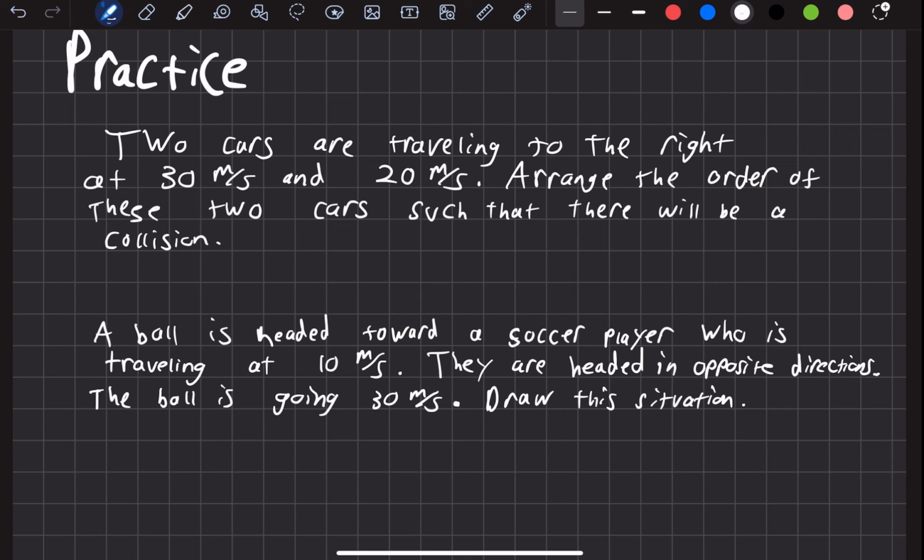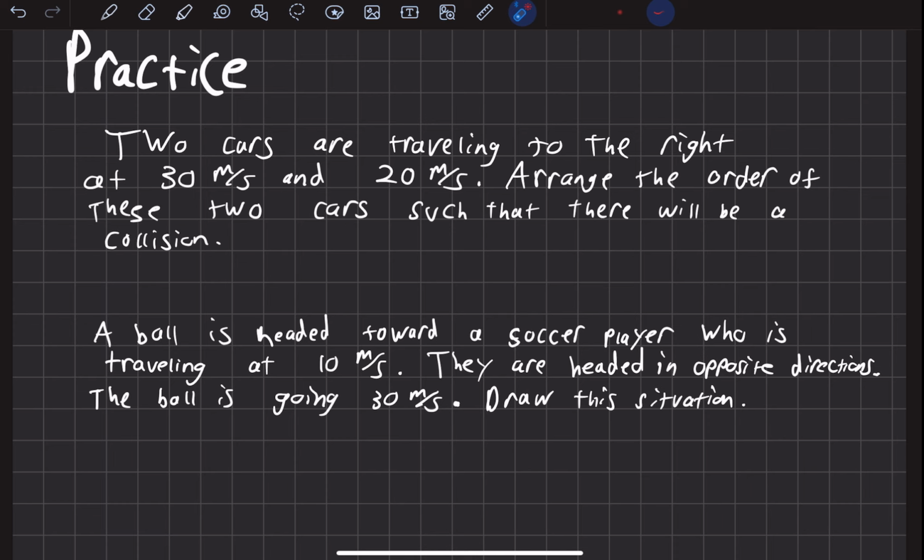I leave you with two practice problems. The first practice problem is that we have two cars traveling to the right at 30 meters a second and 20 meters a second, respectively. Arrange the order of these two cars such that there will be a collision. So we have two cars going in the same direction, but even when you have two objects going in the same direction, you could still have them collide. So just arrange them such they would and draw that situation. I guess I didn't explicitly write it in there, but draw that situation.